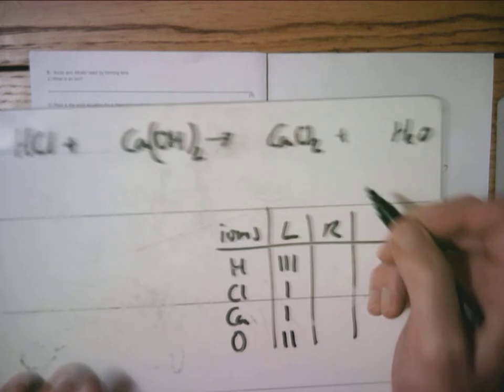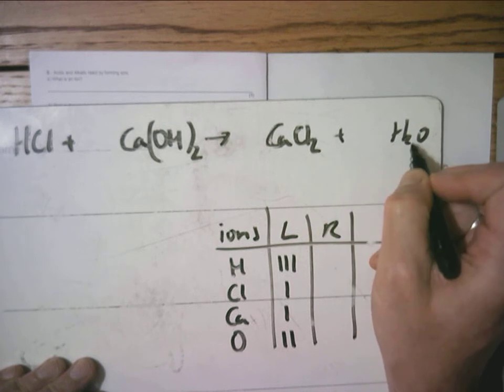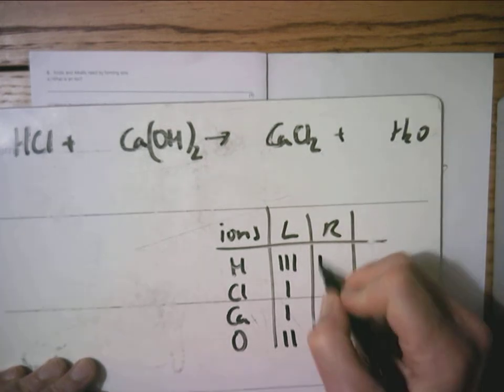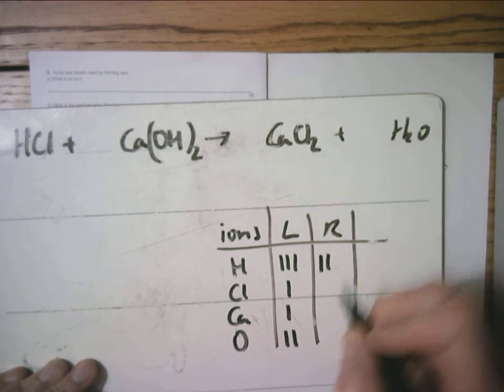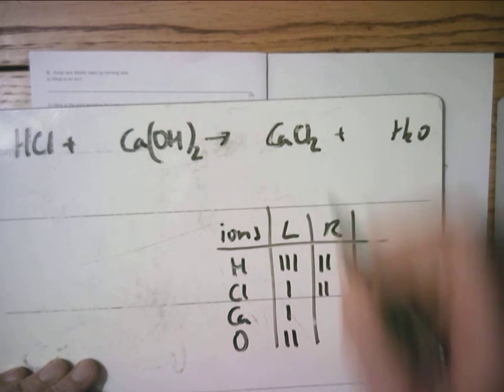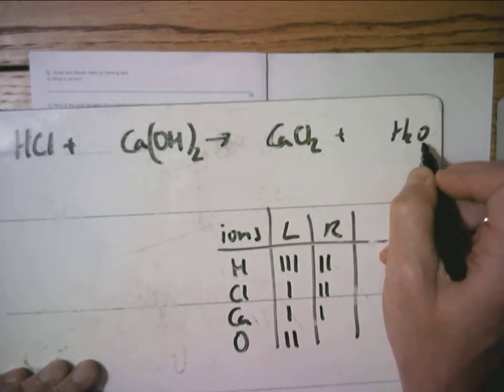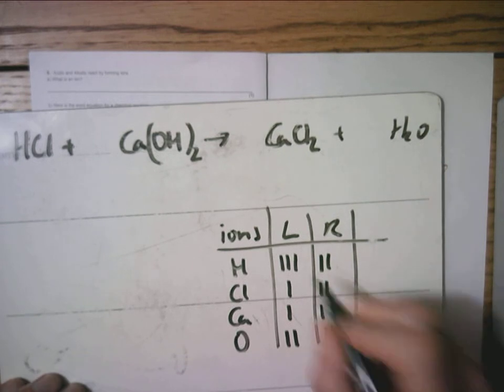Now I'm going to go to the right hand side and I'm going to look. How many hydrogens have I got? Well, it's here, H2. I've got 2 hydrogens. How many chlorides have I got? Cl2, I've got 2. How many calciums have I got? I've got 1. How many oxygens have I got in H2O? It's just 1. So now let's look at the balance.